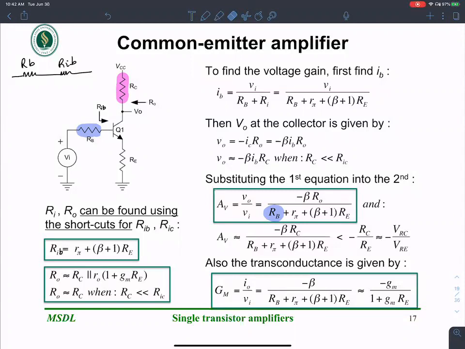We can also define what is called a transconductance, which is nothing but input voltage in the denominator, output current in the numerator. Okay, and we can define that to be negative GM by 1 plus GM RE. This is the transconductance. Other questions?